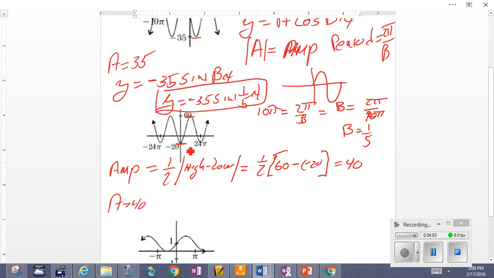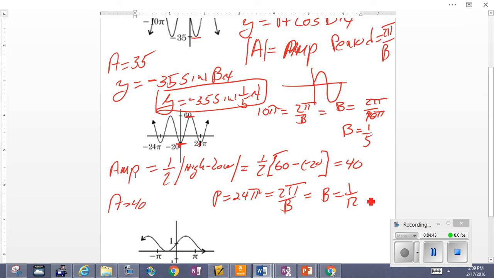My period runs from low point to low point, or high point to high point. Here we're trying to figure out the period, and from low point to low point is 24 pi. So the period is 24 pi, but that's given by 2 pi over b, which makes b equal to 2 pi over 24 pi, or 1/12.